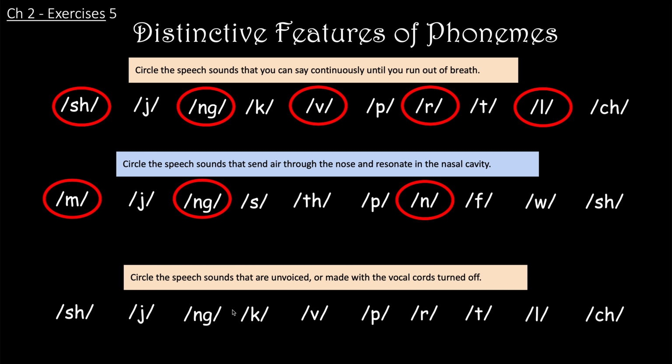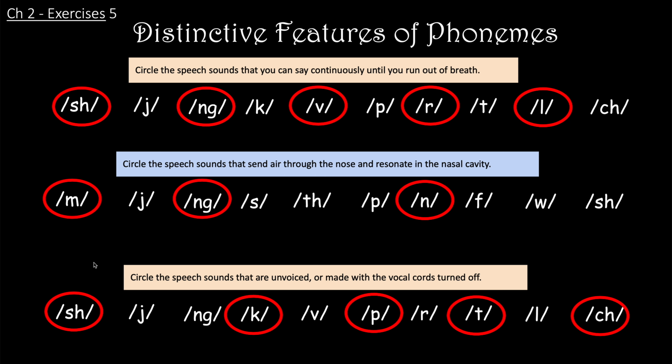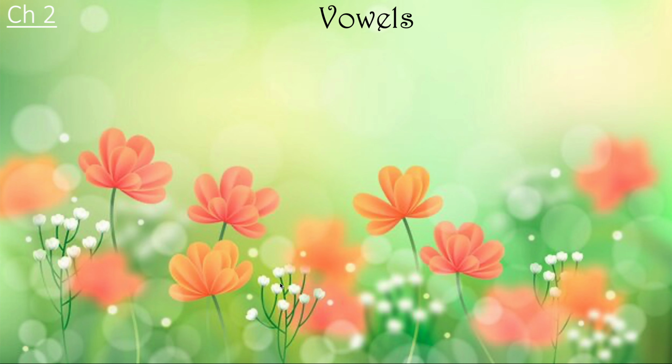And then which ones are unvoiced, without our vocal cords on? And I hope you circled these. We have no vocal cords on sh, k, p, t, and ch. But we have our vocal cords in play on all of those. Nice job, guys. Let's go on to vowels. So if you want to just watch a portion of the video, this is a good stopping point right here.